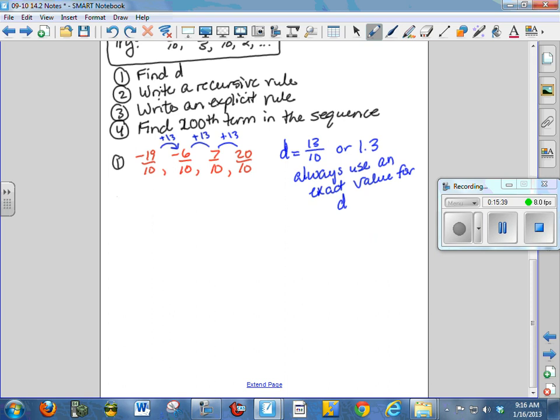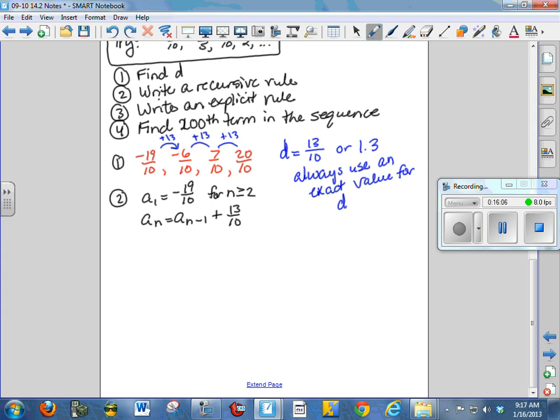Number 2, write a recursive rule. Well, we have to start out with a sub 1 is equal to negative 19 tenths, and then for n greater than or equal to 2, or you could say for n greater than 1, either one, a sub n is equal to a sub n minus 1 plus 13 tenths.